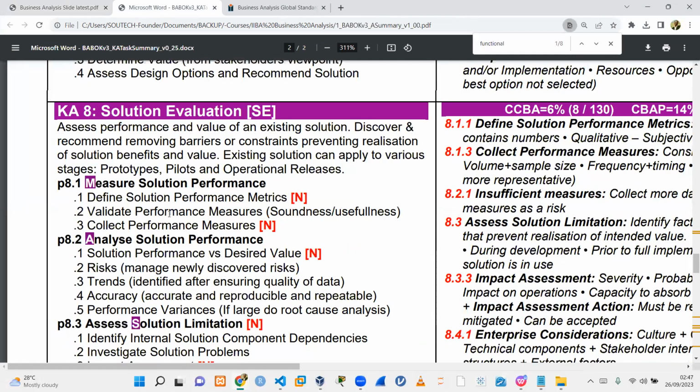So if we look at solution evaluation, the very first task you're going to be doing is measure solution performance. One of the things you want to do is to define solution performance metrics. Very, very key. If you don't define what you're going to be measuring, then you don't have anything to measure. So is it going to be a qualitative or a quantitative metric?